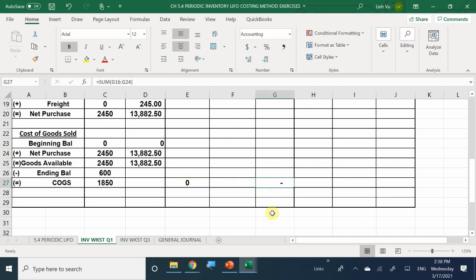So first thing, we have our cost of goods sold. We need to sell 1,850. Using the LIFO method, where are we going to start first?